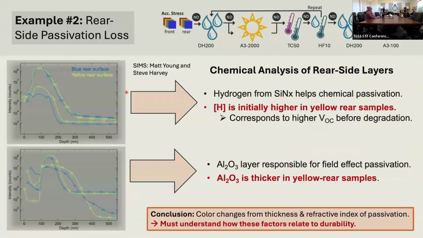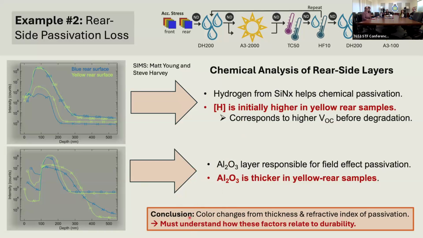And then here we're showing some of the SIMS data just to also look a little more closely at the chemical differences that there could be on the rear side. We find, interestingly, a greater hydrogen content on the yellow rear cells compared to the blue rear cells. So again, that's consistent with those cells initially having a higher open circuit voltage and slightly brighter PL. So again, the manufacturer could have been optimizing for this, just wanting a better initial voltage and using higher hydrogen for that reason. And again, we confirm here the thicker aluminum oxide coating with the SIMS data.